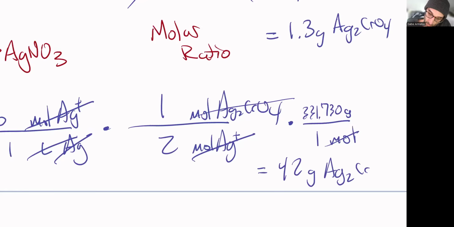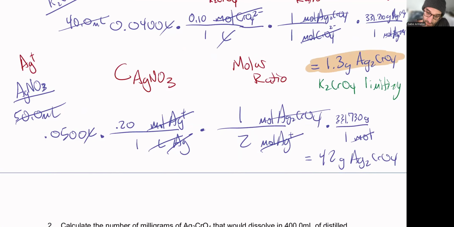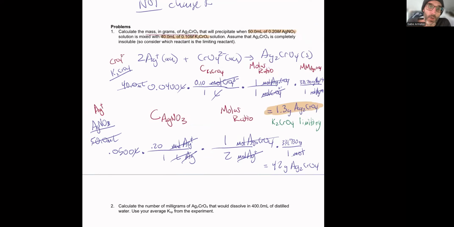Rounding to 2 sig figs would give me 42 grams of Ag2CrO4. So which one's limiting? Clearly, the one that produces 1.3 grams of silver chromate is limiting. So we see that the chromate solution, K2CrO4, is limiting. So we should end up with a maximum of 1.3 grams of silver chromate in this solution. The idea being here is we're going to consider it completely insoluble and figure out what that limiting reactant is.